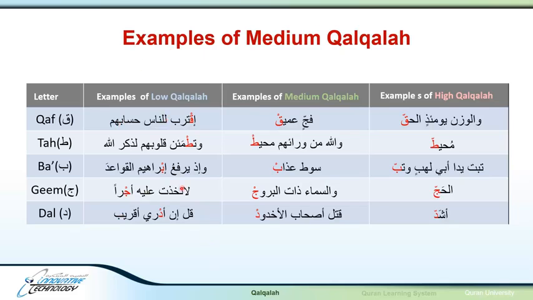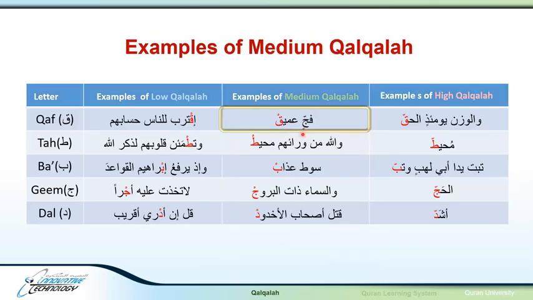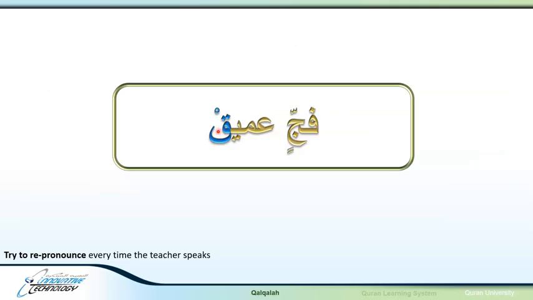So we finished the examples of the low qalqala. Now we're going to the examples of the medium qalqala, starting with the qaf first. فج عميق. We notice all of these have sukoon, and they're at the end of the words compared to these in the low qalqala, which were in the middle of the words. And we realize that they have sukoon, while in the high qalqala they have shadda. So we'll take the first example of the medium qalqala. عميق. فج عميق. Qaf with sukoon at the end of the verse.